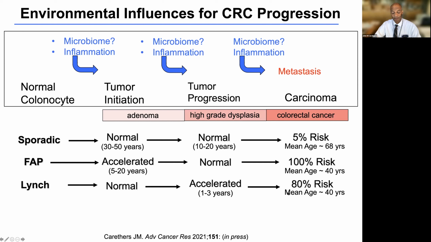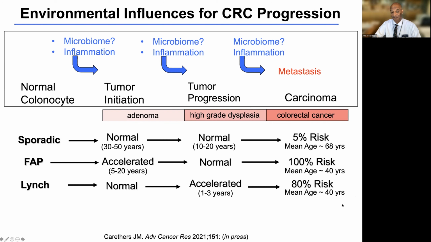high risk. In any of these conditions, sporadic or a germline inherited mutation, different things from the environment, I list here microbiome and inflammation, can influence any step of going from a normal colonocyte to tumor initiation with an adenoma, tumor progression to dysplasia or cancer. And this gives variability in the outcome of these patients.